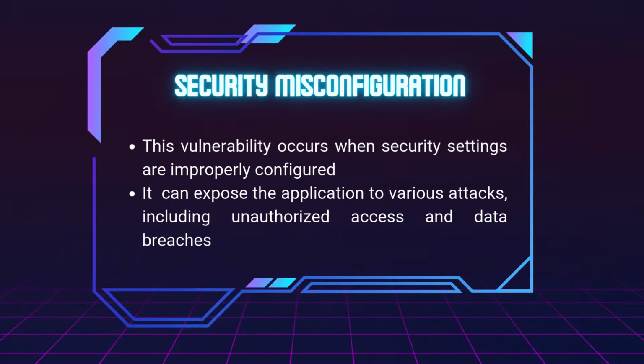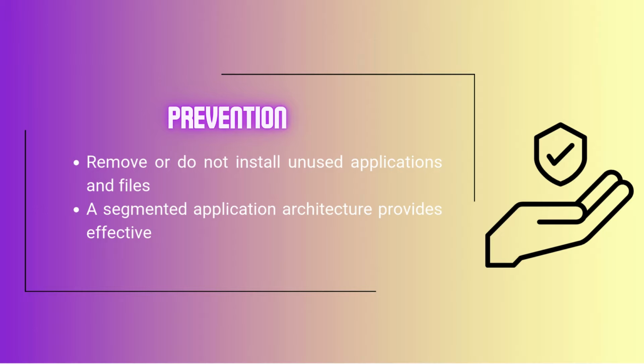Security misconfiguration. It occurs when an organization does not properly implement security settings. It can be caused by insufficient access control, not applying security patches and updates, incorrect firewall rules, and unencrypted data transmission. To prevent security misconfiguration, we can remove or not install unused features and frameworks.